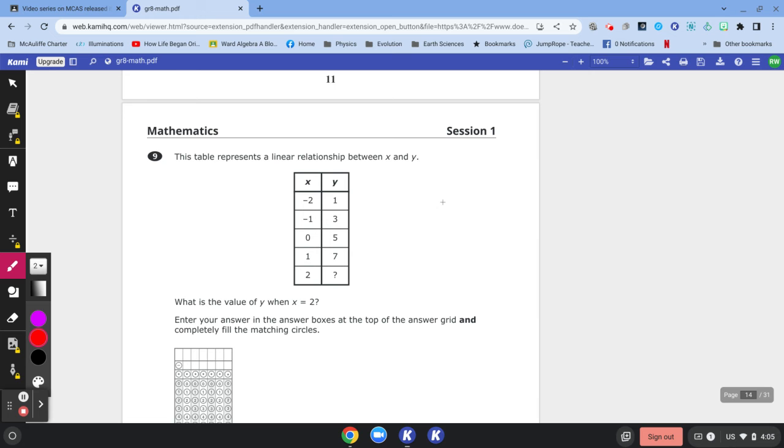Okay, for number 9, we have a linear relationship expressed in a table showing a relationship between x and y. Now, first check out the x. The x is hopping up in steps of just +1 each time. So it's all +1, which makes things very simple because if it's all +1, what we really just need to do is look at what the y is changing by each time. Each time y goes up, it goes up by 2. So it's always +2, which means it's going to be +2 here as well. 1 to 3 is +2.